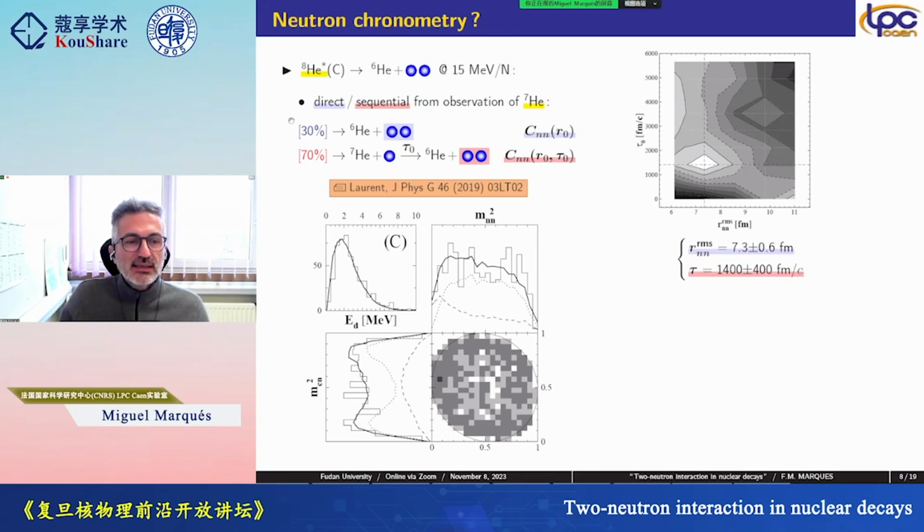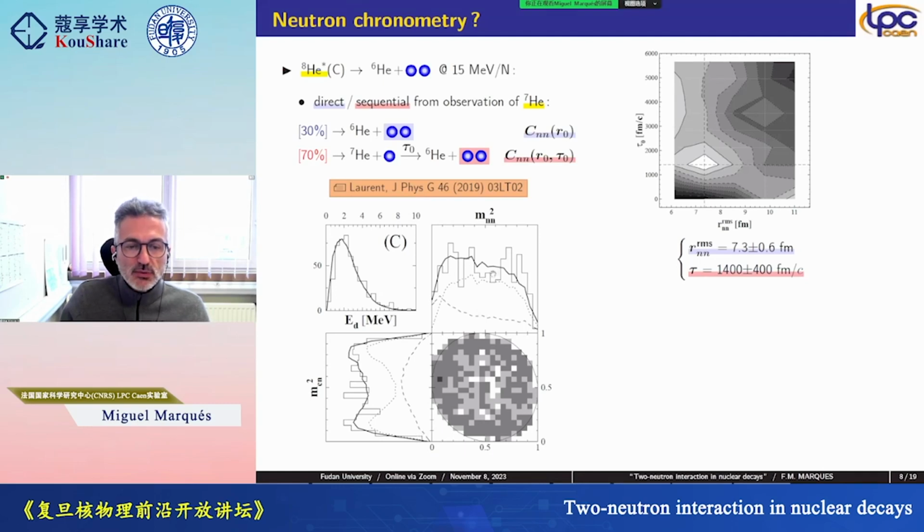Here you see helium-8 breakup on carbon. This is the Dalitz plot. So you see the neutron-neutron signal. It is not very strong. You see here in the projection, but in fact, it is because you have only 30% of direct contribution and you have 70% of sequential. The sequential, you can see it here in the helium-6 neutron axis. These two peaks correspond to the helium-7 ground state.